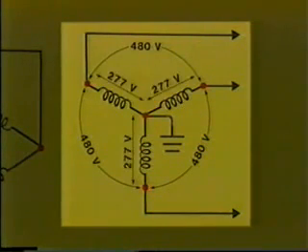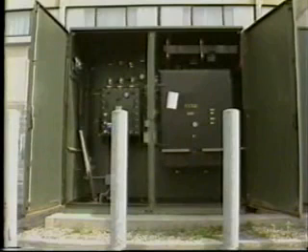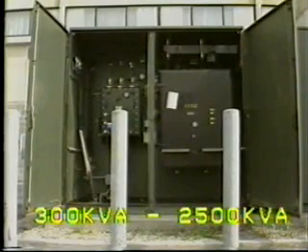This gives us 277 volts line to neutral to serve the heavier single-phase loads, such as area fluorescent lighting. And obviously, 120 volts is needed to supply smaller single-phase loads, such as desk lamps, typewriters, and so on. This is provided by another transformer, stepping voltage down from 480 volts to 120 volts. Common kVA ratings for network transformers range from 300 kVA up to 2,500 kVA.